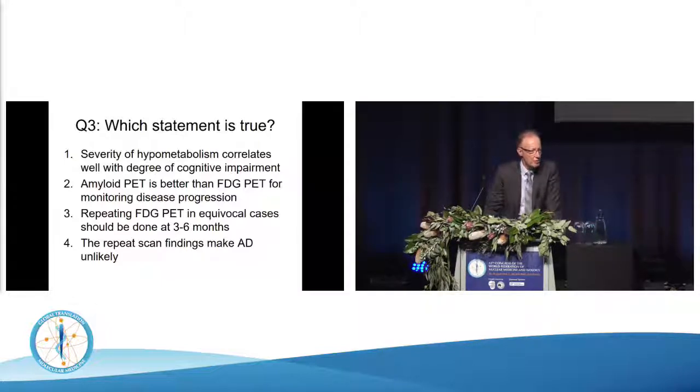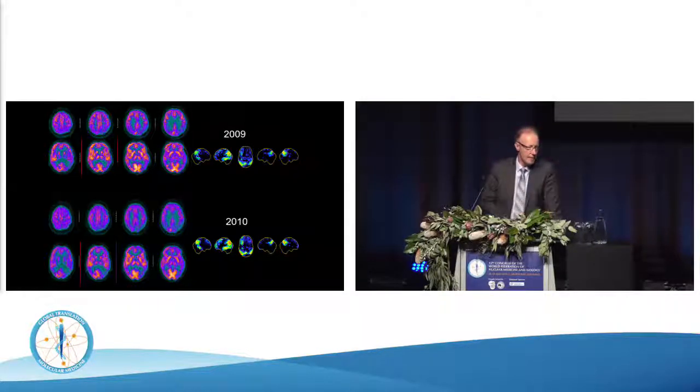Repeating FDG PET in equivocal cases should be done at 3 or 6 months intervals. Who thinks that's true? Who thinks that's false? Okay. The reality is the FDG PET does decline fairly slowly. If we go back, it's a little bit worse a year later in this woman who is progressing cognitively, and she's young, so you do expect clear findings. It really does take a year, 18 months, maybe even 2 years before you can confidently see progression on FDG PET visually.